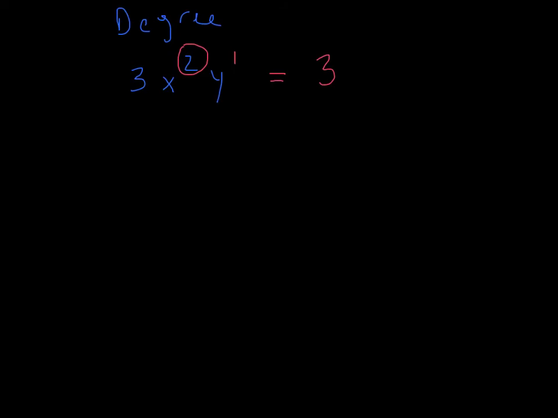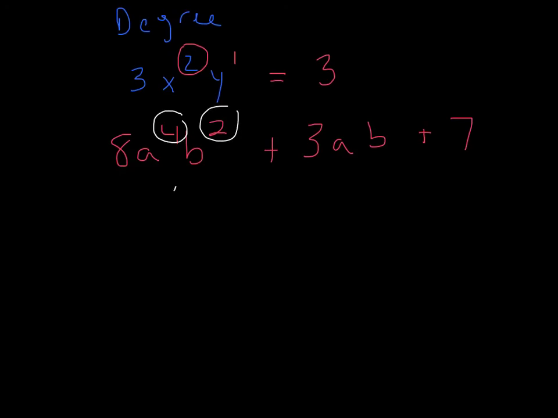And so here we go. We've got a little example here. It says, identify the degree of each term of 8a to the 4th b squared plus 3ab plus 7. So if you break down the different parts, the a to the 4th b squared, we have a 4 and a 2, so the degree of this one is going to be 6. The degree of 3ab, while they don't show anything there, remember there are 1's there, so that's going to be 2.